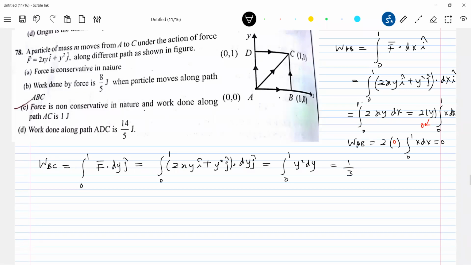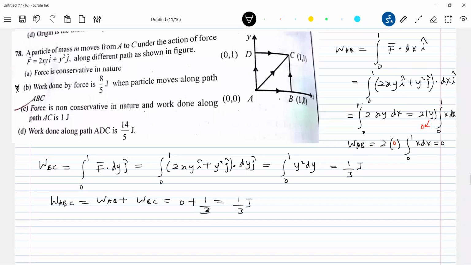What is the value of x? Actually, the value of x is there, but j dot i will become 0. So I didn't bother to substitute anything. What is the work done by the force along the path ABC? So shall I add up? WAB plus WBC. So this should be 0 plus 1 by 3, so 1 by 3 joule. So we can't pick up this option. This is ruled out. And let's go for the other path.